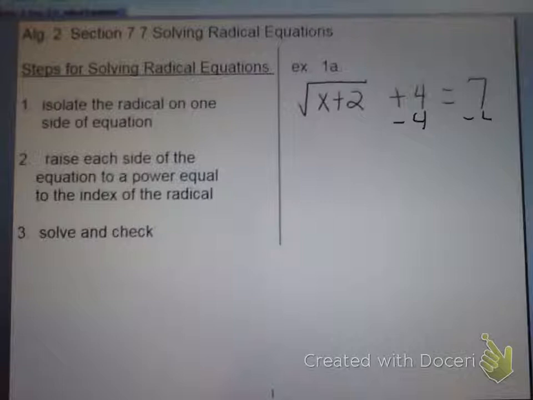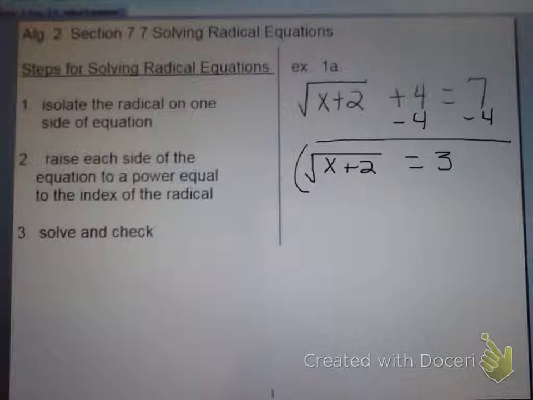Section 7.7 is solving radical equations. Step 1 says to isolate the radical on one side of the equation. So in example 1a, we've got to move the 4 to the other side, and we get the square root of x plus 2 is equal to 3. Now, step 2 says raise each side of the equation to a power equal to the index of the radical.